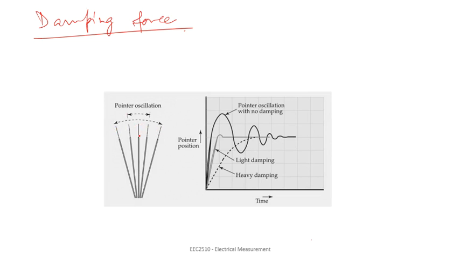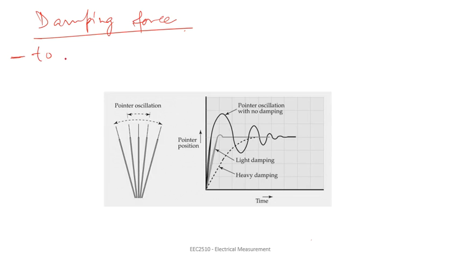Let's suppose that this is the pointer, and this figure describes the oscillation of the pointer about its final value, about which it will have to settle ultimately. So it will first oscillate about that value. The pointer and coil will tend to oscillate for some time before settling down at their final position. This damping force comes into play when there is this oscillation of the pointer and the coil. The damping force is required to minimize or to damp out the oscillations.